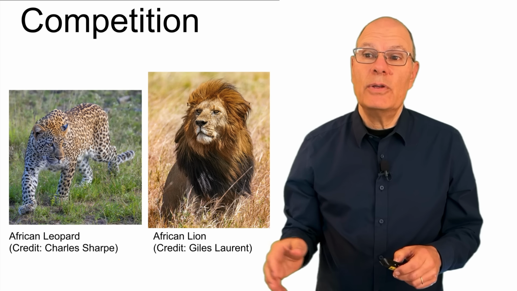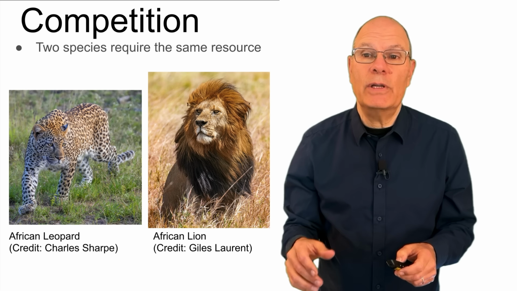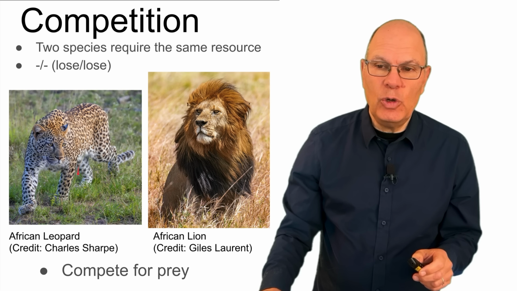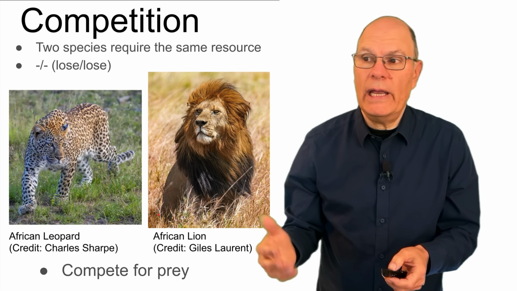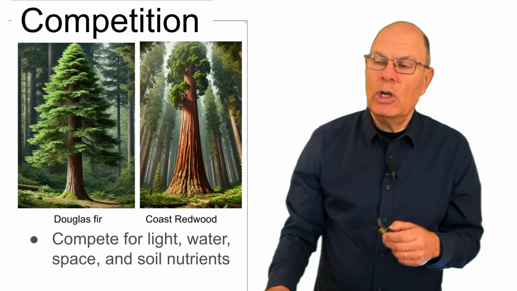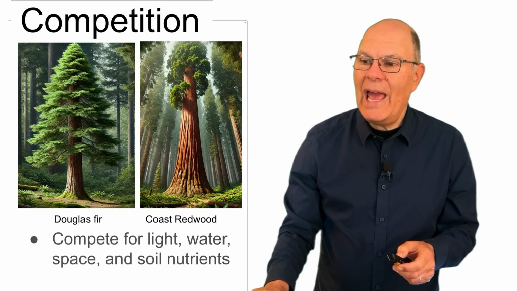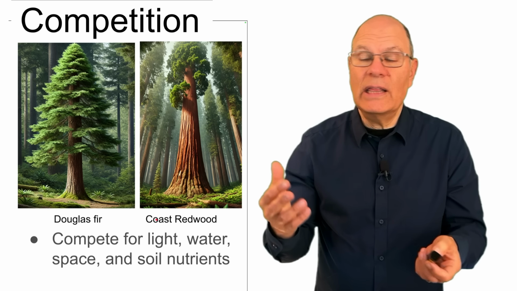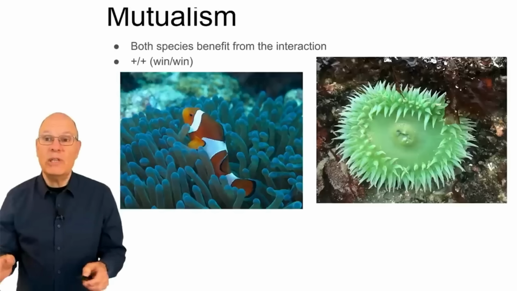Competition is a kind of symbiosis where two species require the same resource and they're competing for that resource. It's a minus interaction. Here we have the example of two predators, a leopard and a lion, and they're competing for the same prey. Here we have the interaction between two trees that live in the forests of the North American Northwest, and the Douglas fir tree and the coast redwood compete for resources such as light, water, space, and soil nutrients.